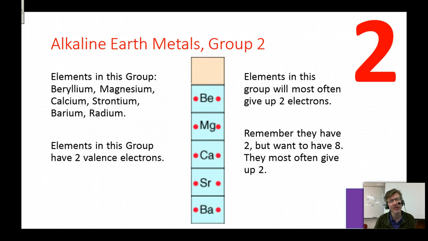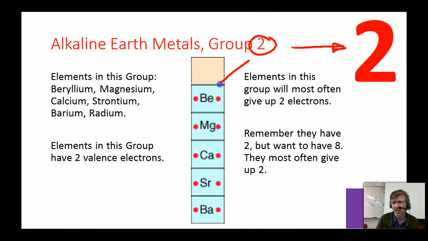Alkaline earth metals, group 2, far left of the periodic table, almost the first group. Here we've got beryllium, magnesium, calcium, strontium, barium, and radium. Elements in this group have 2 valence electrons. So group 2, 2 valence electrons. It's getting easier. 2 dots. Elements in this group will most often give up 2 electrons. They'll get rid of them. They have 2, they want to have 8, so they'll most often give up those 2.